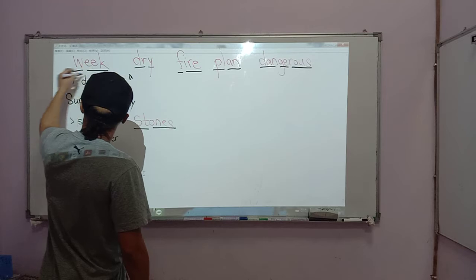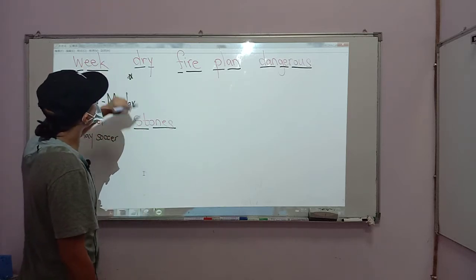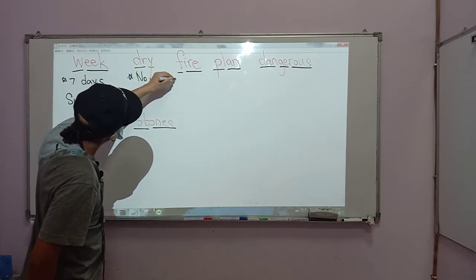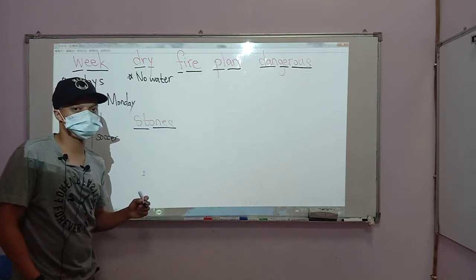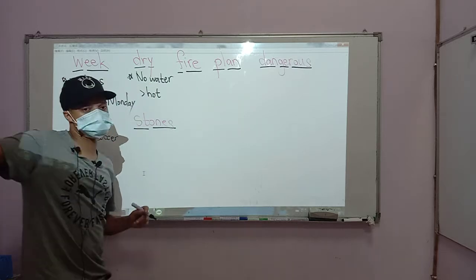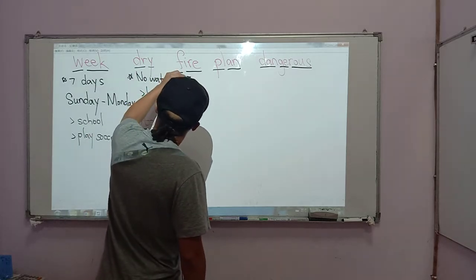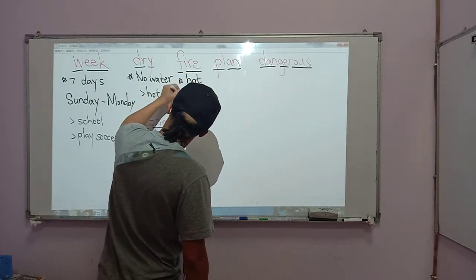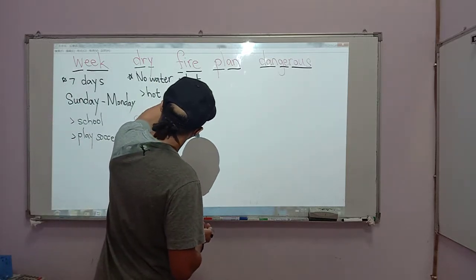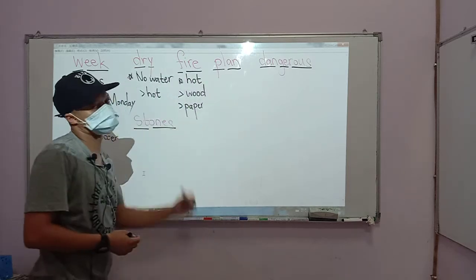Alright, this word is dry. So for dry, this means no water. Okay, it is very, very dry. So when it is hot, you would say that it is dry outside. Okay, no rain, no water. Okay, we know fire. Fire is very hot. What do I need for a fire? I need some wood, all right, or some paper to start the fire.